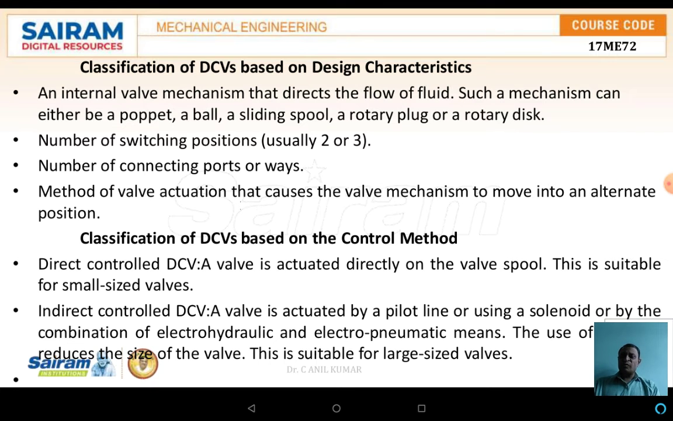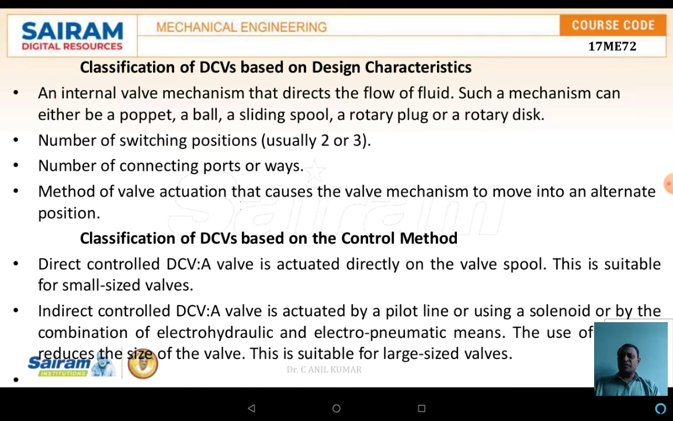The classification of the DCV valve based on the design characteristics. An internal valve mechanism directs the flow of the fluid. Such mechanisms can be by means of a poppet, a pawl, a spool, a rotary plug, or a rotary disc. The number of switching positions may be 2 or 3. The number of connecting ports, or ways. And the method of valve actuation is that which causes the valve mechanism to move into the alternate position. This is the basic classification based on the design characteristics.